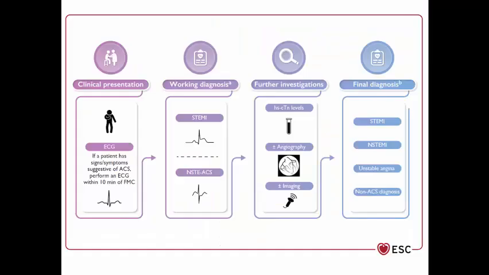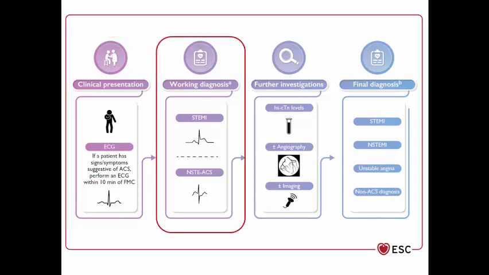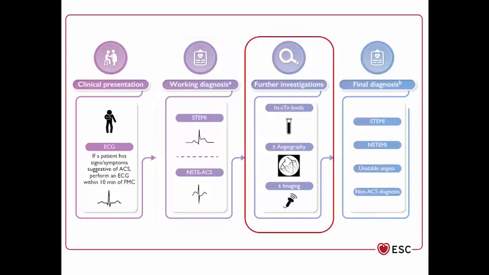So this diagram is nearly the same as the first one, as here the patient has a clinical presentation suggestive of acute coronary syndrome, and so we have an ECG within 10 minutes of the first medical contact. Then he is having a working diagnosis of either STEMI or non-ST elevation acute coronary syndrome. We arrange for further investigations as high-sensitivity cardiac troponins in case of non-ST elevation acute coronary syndrome, plus minus coronary angiography according to the clinical status of the patient, plus minus cardiac imaging.